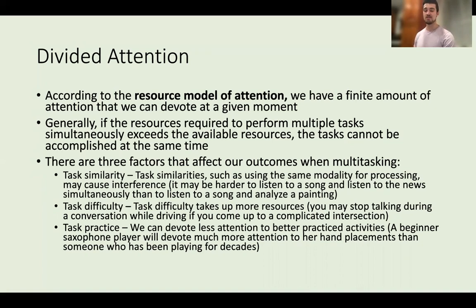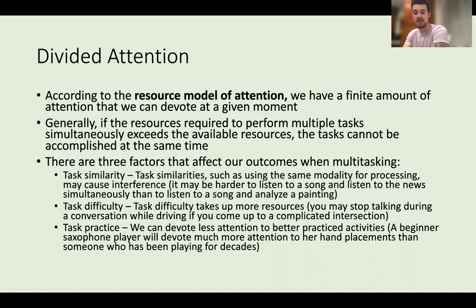Because when you're analyzing a painting, you're mostly using your vision, and when you're listening to a song, obviously you're mostly using your hearing, as opposed to the previous example where you're using hearing for two different tasks. So task similarity can cause interference. Task difficulty takes up more resources.